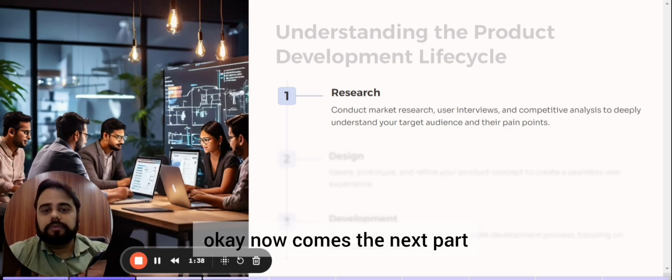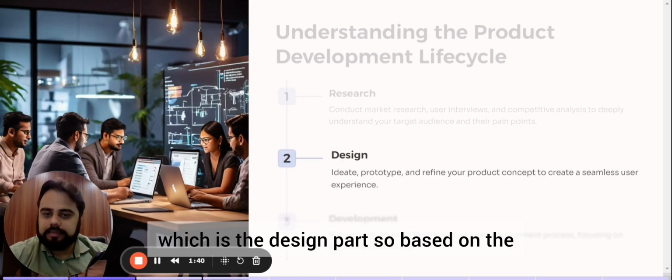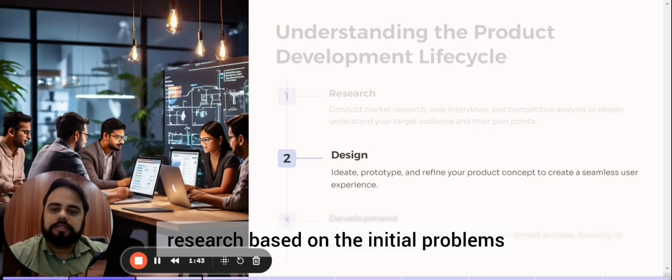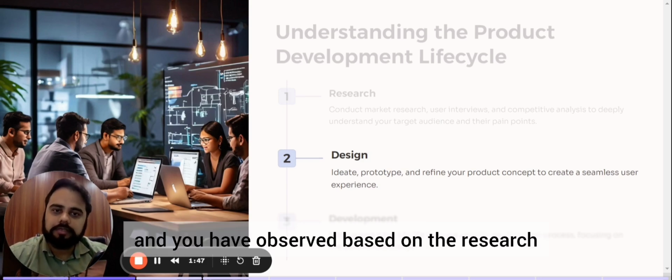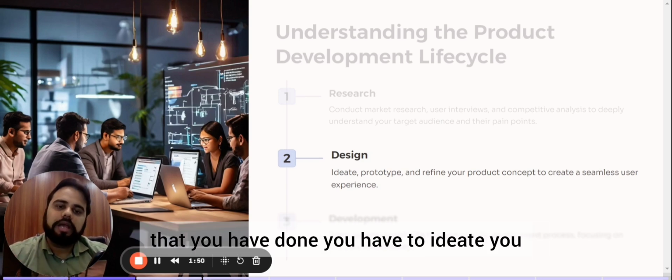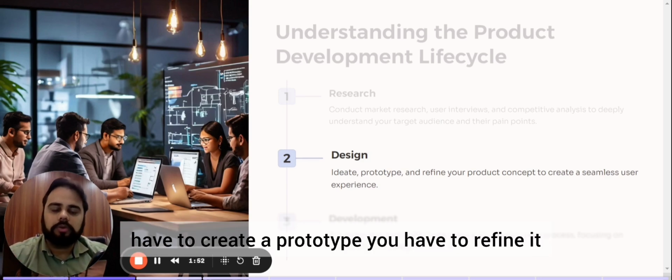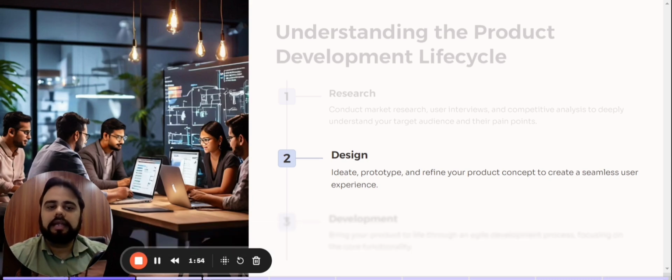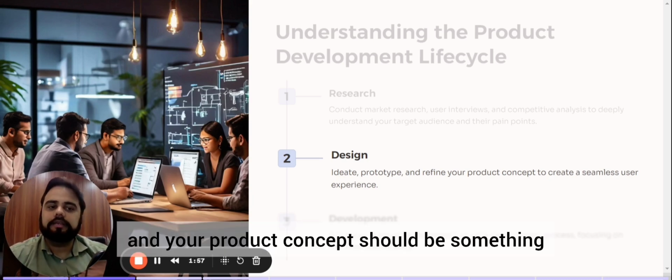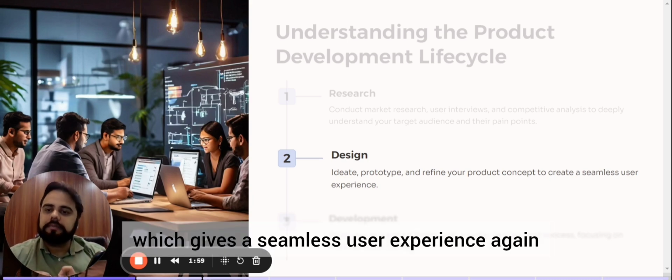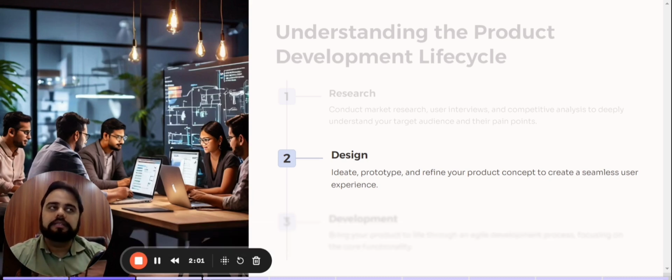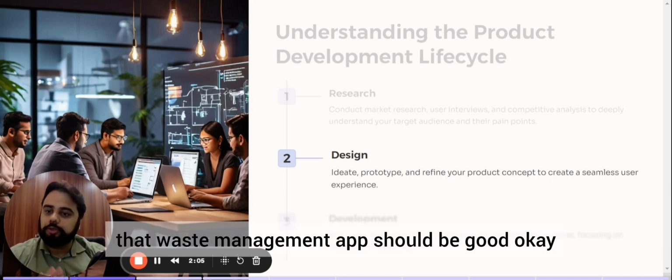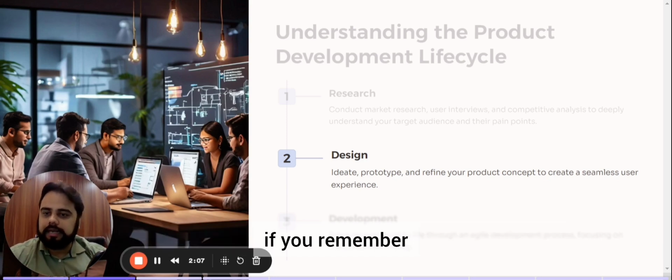Now comes the next part, which is the design part. Based on the research and the initial problems that users are facing, which you have observed, you have to ideate, create a prototype, and refine it. Your product concept should give a seamless user experience. Again, I discussed that the UI/UX of that waste management app should be good, if you remember that example.